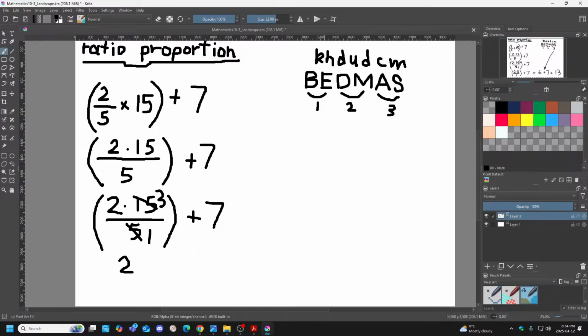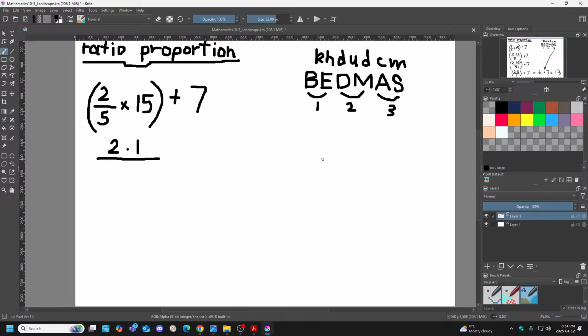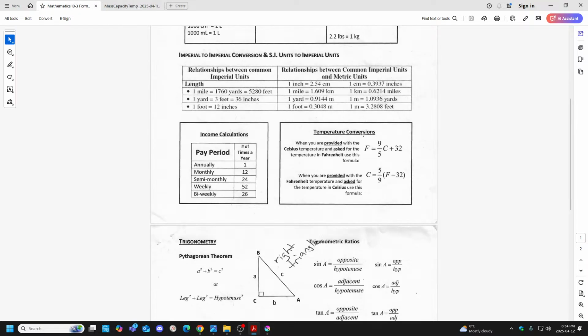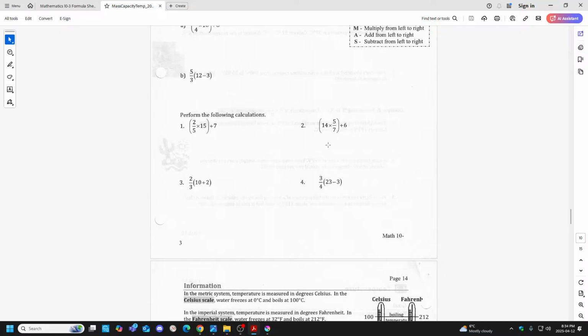Let's do one more. These are for practice, guys, right? That's the reason why they have them there, just so you can get used to doing this kind of stuff prior to using the formulas. Okay, number 2.